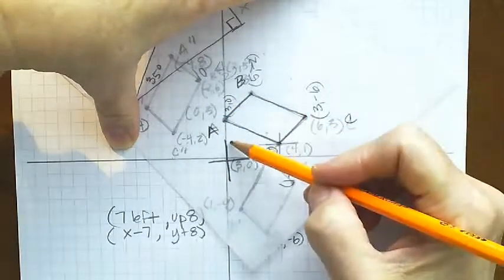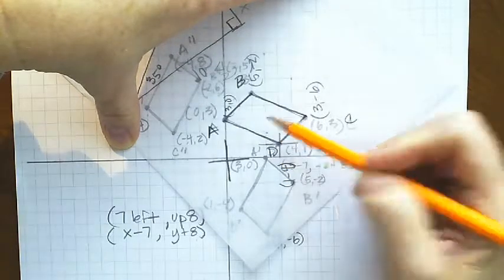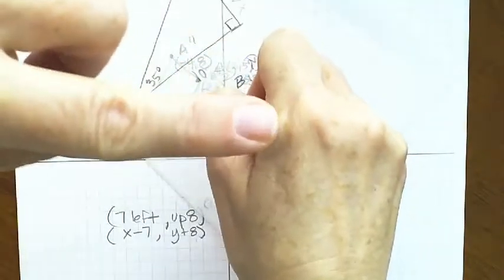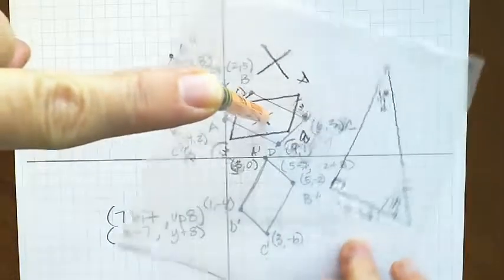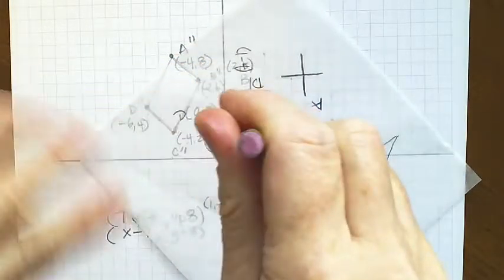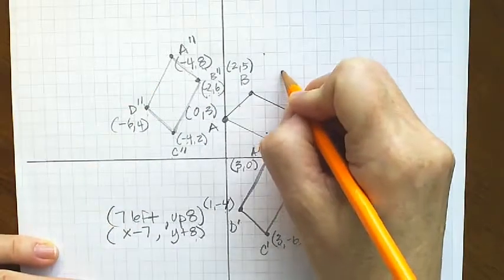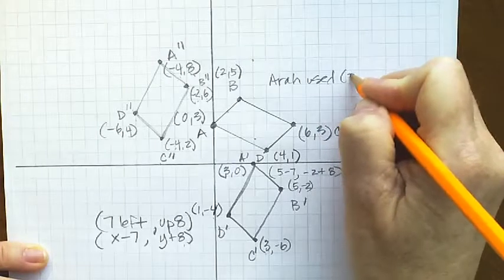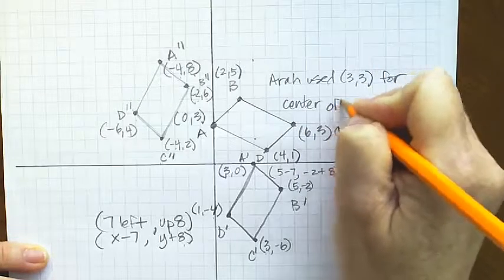So I'm going to try this point right here. I think if we rotate it about this point, which is (3, 3), 180 degrees, that would be 90 degrees, that would be 180. It goes right on top of itself. So Ara's center of rotation must have been the point (3, 3). So let's just write: Ara used (3, 3) for center of rotation.